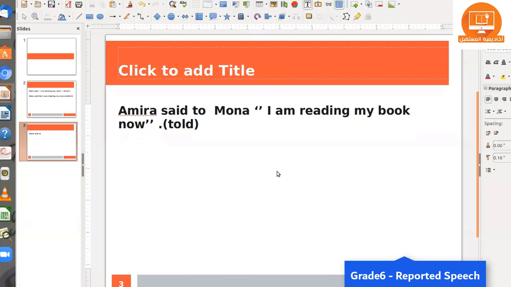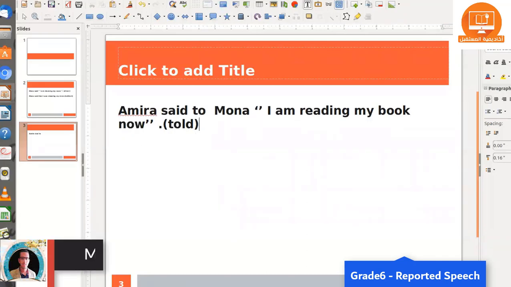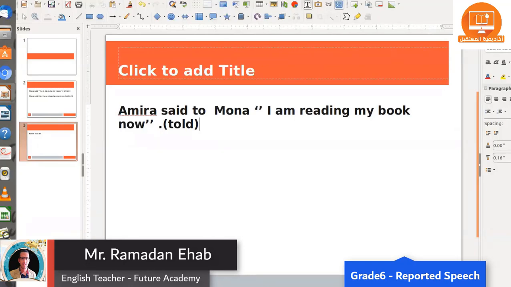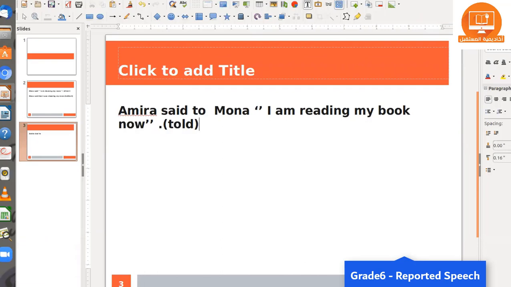This is the revision. So Amira said to Mona, I am reading my book now. What is the first step, Salma? Salma, please open your camera. Okay, I can see you now.